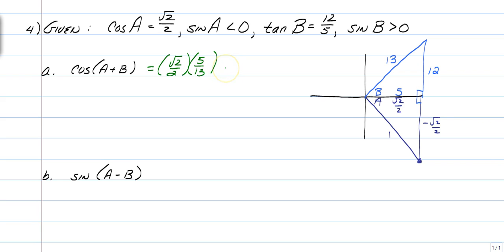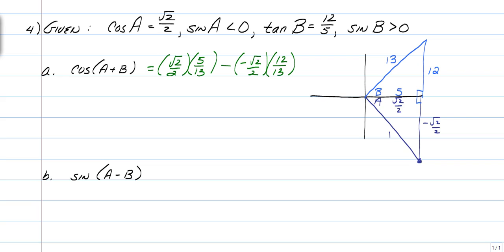And then of course for the sum of cosines, it's minus. And now what we have to do is use the sine of A times the sine of B. So the sine of A is negative square root of 2 over 2 times the sine of B, which is 12 over 13. Okay? So that's the ugly setup.